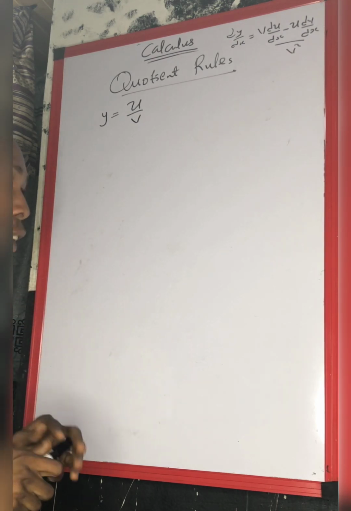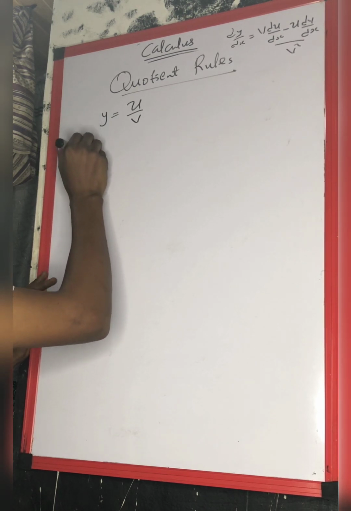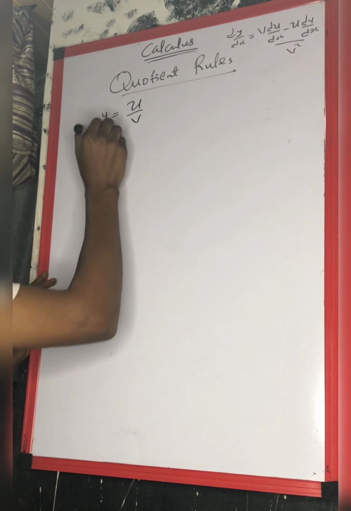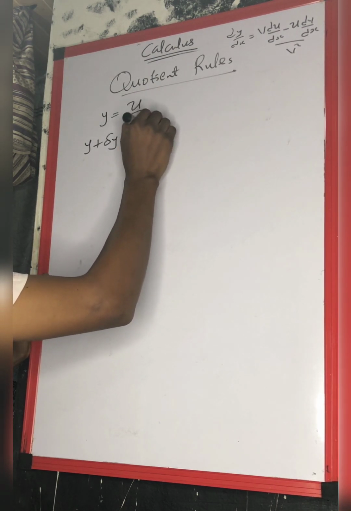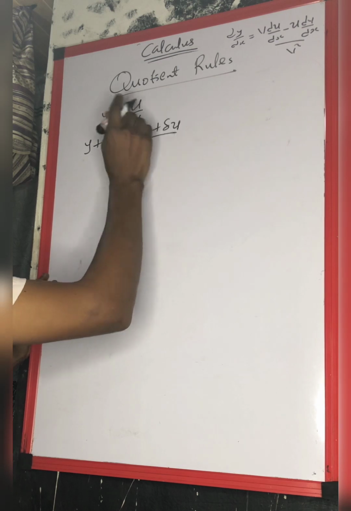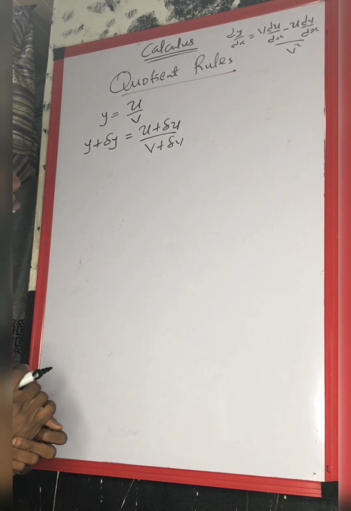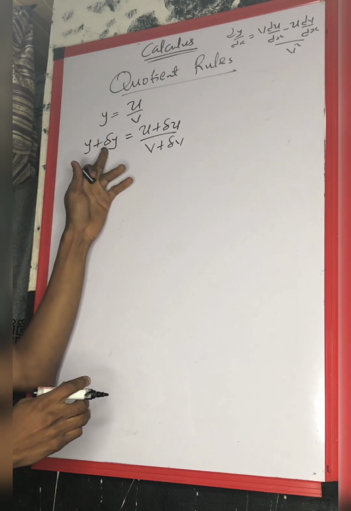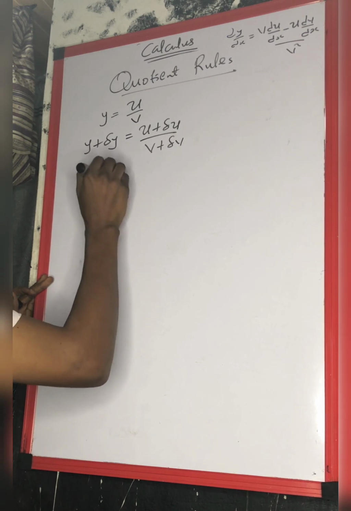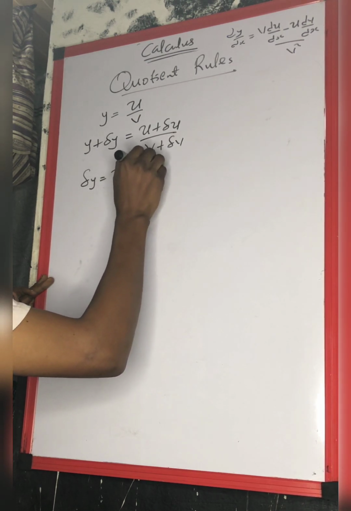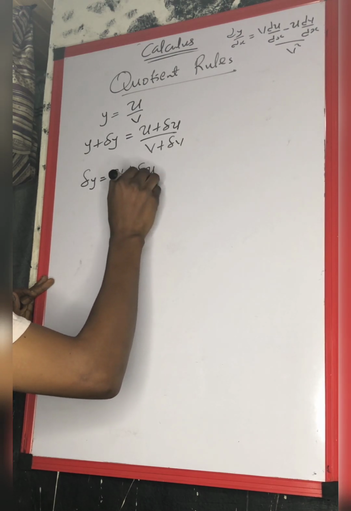Using first principles, whenever I differentiate, y is written as y plus change in y. Then it equals u plus change in u, all over v plus change in v. What do you do next? There is no way you can simplify further. You may make change in y the subject of the formula. So we have change in y equals u plus change in u, all over v plus change in v.